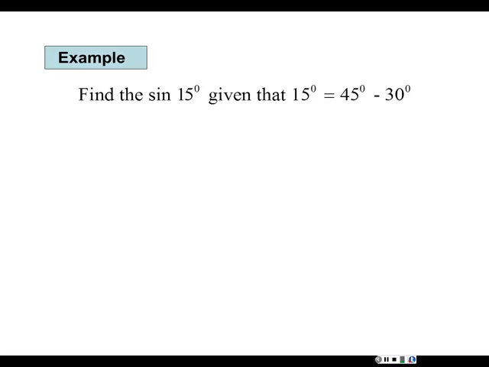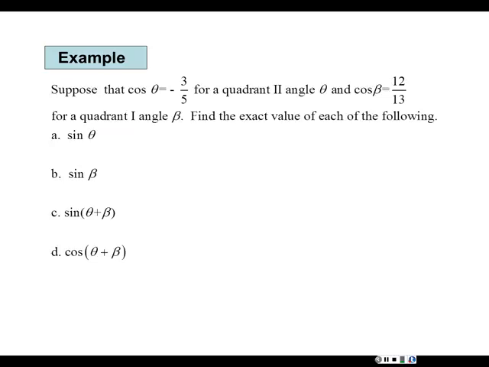Okay. So here we have another example. Suppose that cos theta equals negative 3/5 for quadrant 2 angle theta. In the second quadrant, sine and cosecant are positive. Remember, second quadrant, sine and cosecant are positive. So that's why you see that cosine is negative. That's what it should be. And cos beta equals 12/13 for quadrant 1 angle beta. Now find the exact value of each of the following.